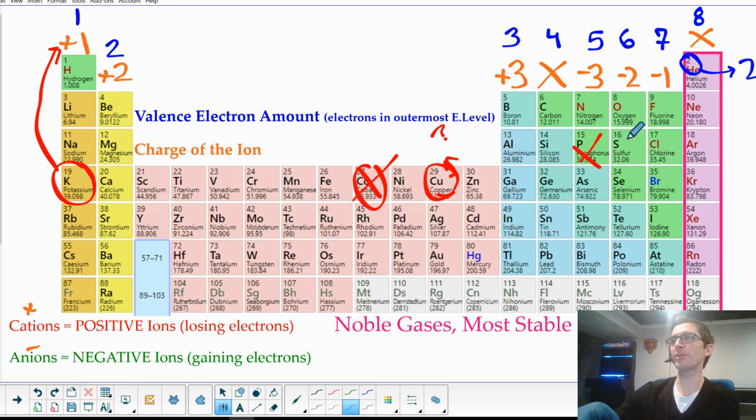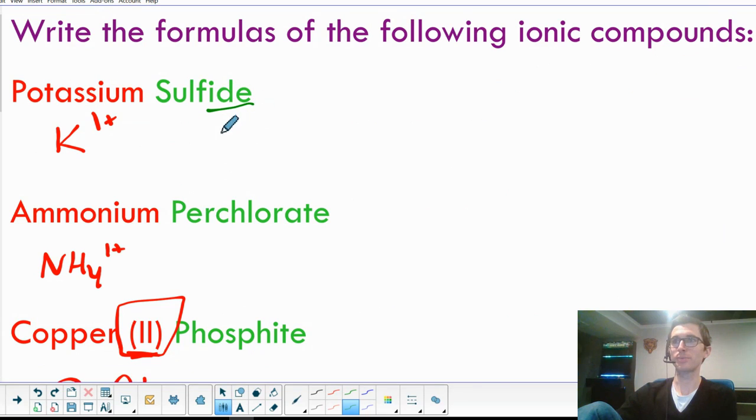And what we talked about earlier is that monatomic anions on the periodic table end in "ide" for those particular nonmetals. So sulfur would be sulfide, 2 minus charge. So there we go. Sulfide is S with a 2 minus. Cool.